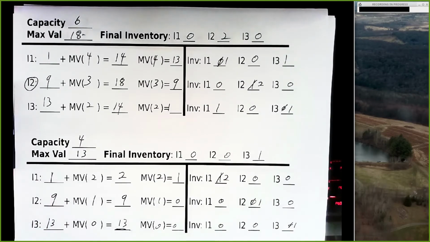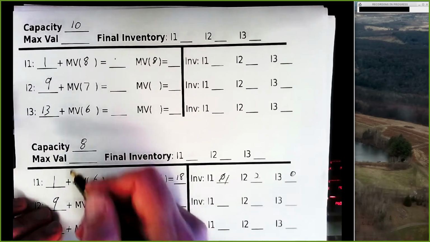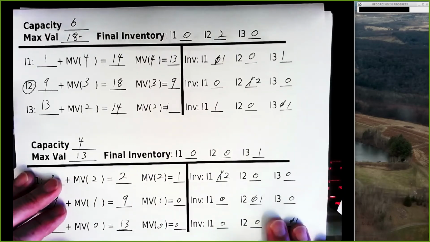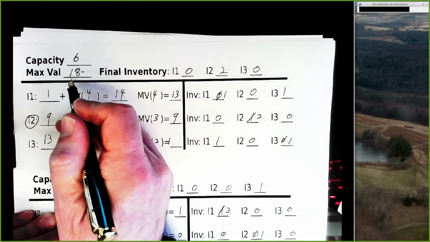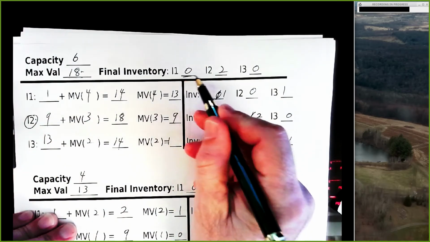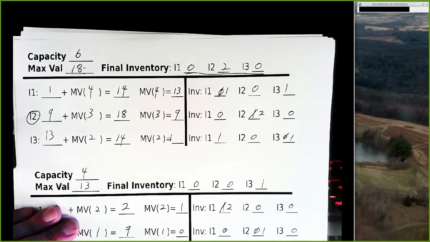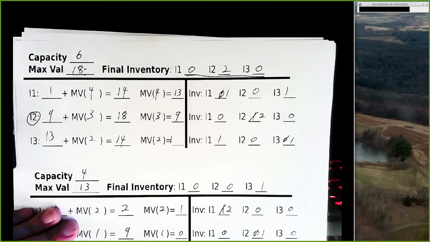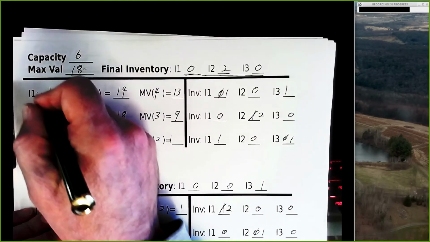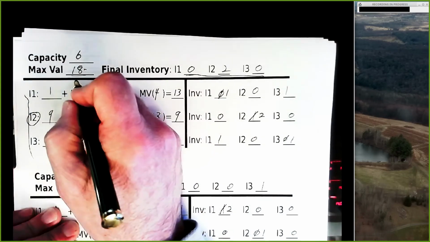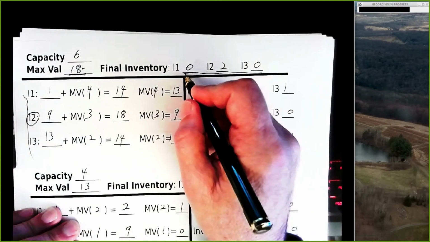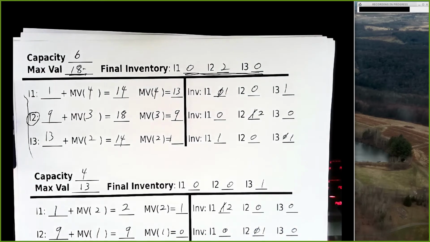And so the dynamic programming part is writing down these answers as we calculate them. Once I know max val of 6 is 18 and this is the inventory, I'm going to cache that. I'm going to save it somewhere in memory. And then later on, if I need a max val of 6, I'm not going to do all of this stuff. I'm just going to go to my memory and say, oh yeah, that's 18, here's the inventory. So I'm just going to read it out of there. So that's the dynamic programming piece.